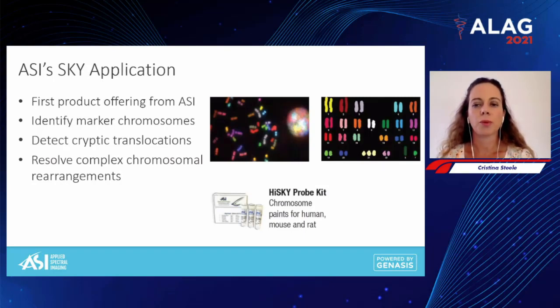ASI is the sole vendor when it comes to the SKY application, the image analysis software, and SKY probe kits. ASI also has the availability to produce and provide customized whole chromosome paints for human or mouse testing. The goal and the clinical utility for SKY applications are the unique capability to identify marker chromosomes, detect cryptic translocations, and resolve complex chromosomal arrangements.